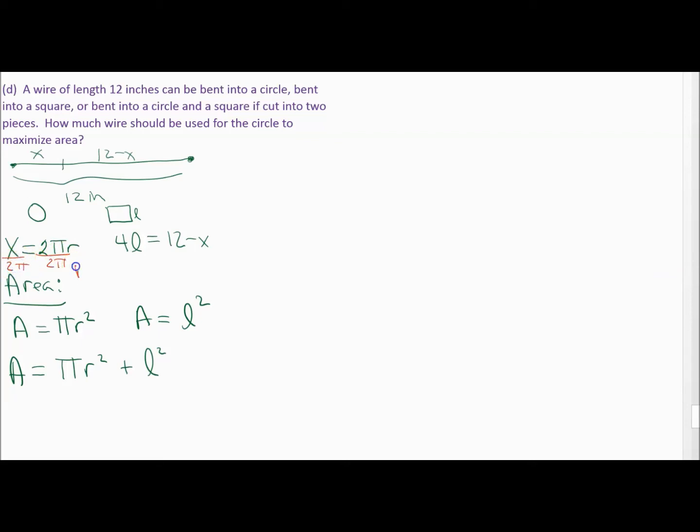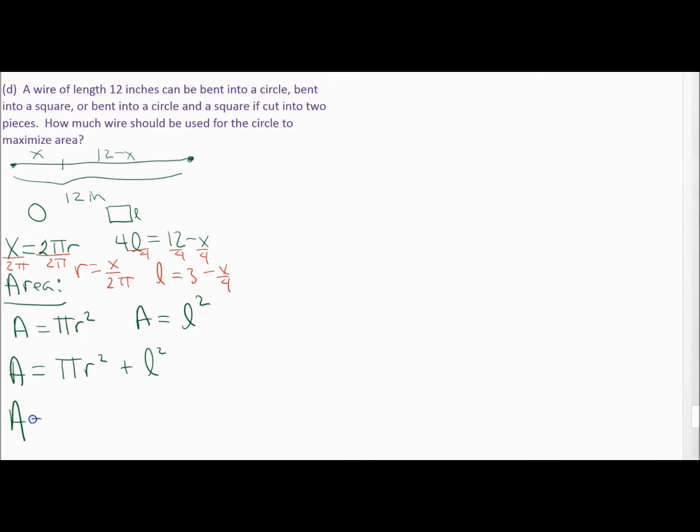And now I've got that R is equal to X over 2 pi. And this guy right here, I'm going to solve it for L by dividing both sides by 4. So divide by 4, divide by 4, divide by 4, and I get the fact that L is equal to 3 minus X over 4. What am I going to do with that? I'm going to substitute that straight into my maximize-minimize equation.